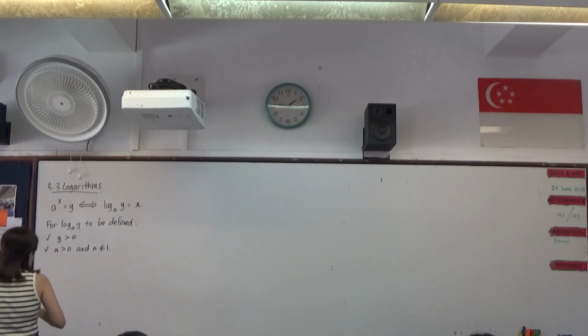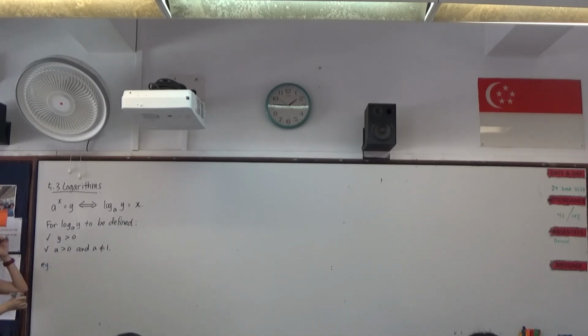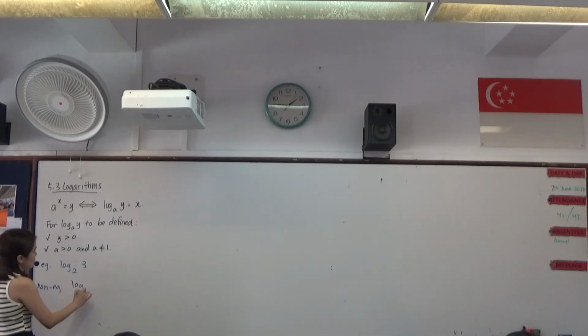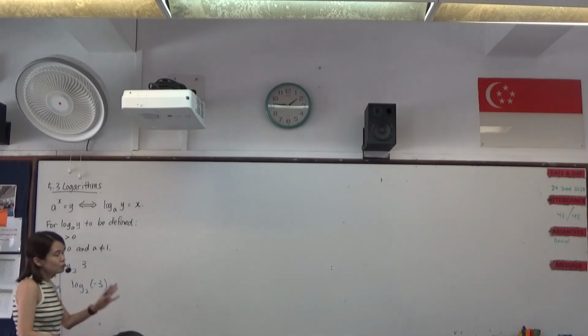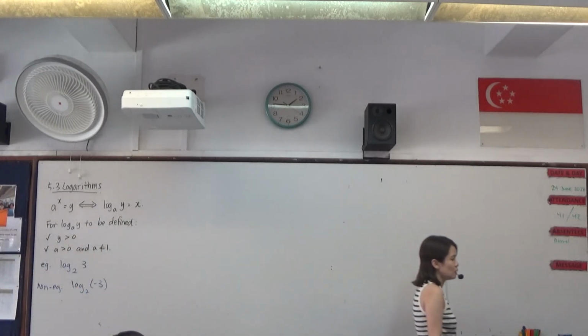So, just for some illustration purposes, some good examples of logarithm, maybe you can have log 3 base 2, this is something that you can compute. While non-example wise, if I have, let's say, log negative 3 base 2, it's something that you cannot compute. At this juncture, I have not taught you how to compute yet. Neither have I taught you how to use a calculator, in fact. There are some rules that you need to learn first before you learn how to use the calculator for us to compute a value.